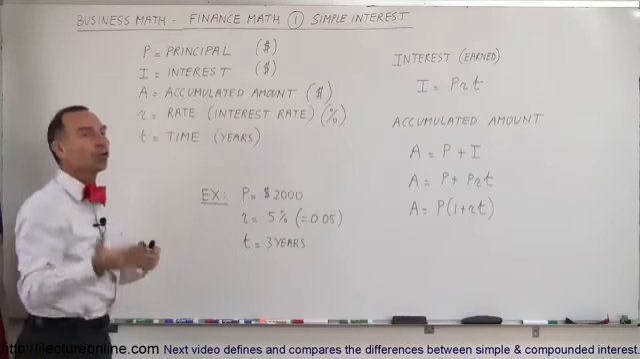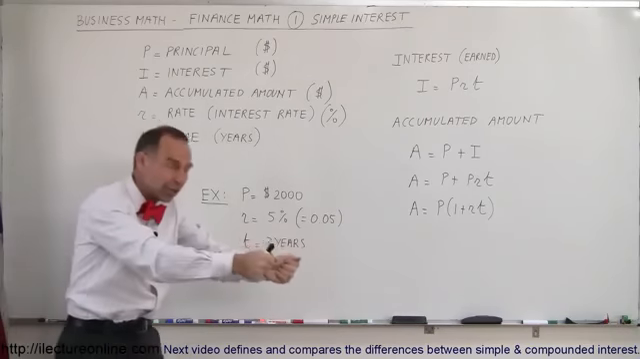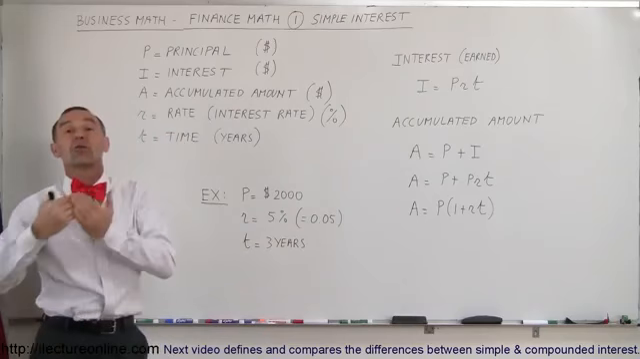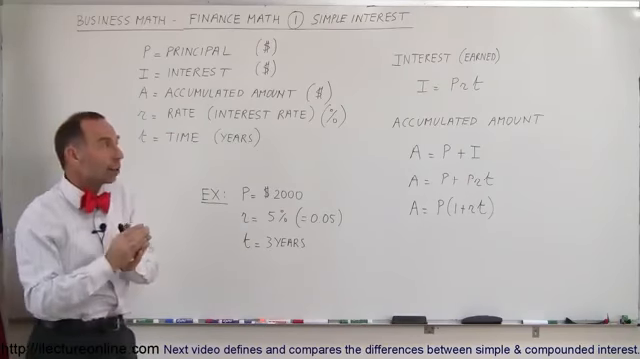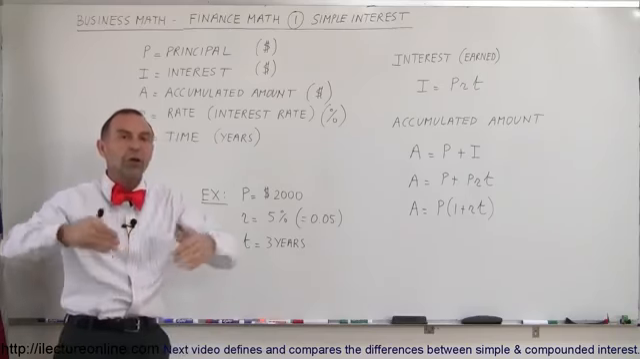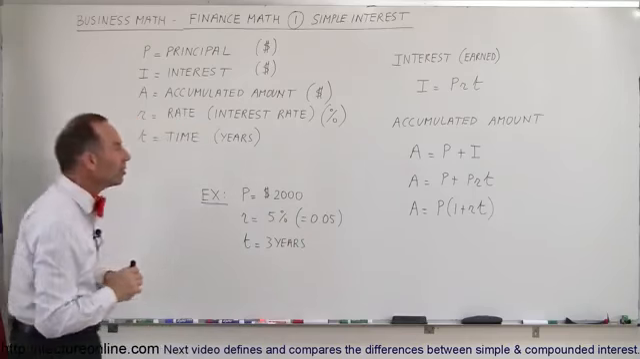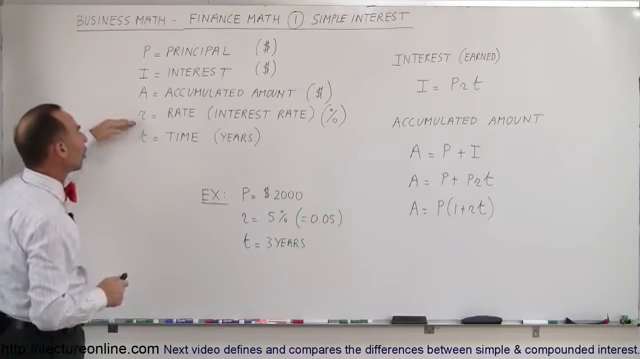A stands for accumulated amount. The total amount that you end up with will be the initial principal you put in the bank plus whatever interest you earn on top of that. So the two combined will form the accumulated amount. The more interest you earn, the bigger the accumulated amount, which is added to the initial principal investment that you made.